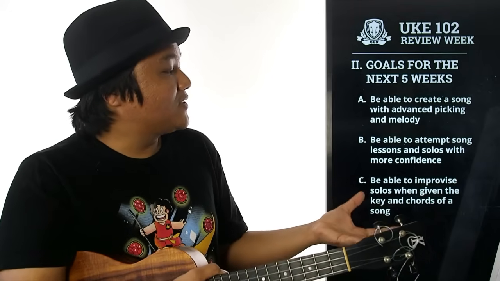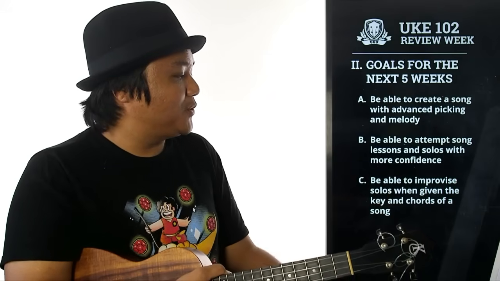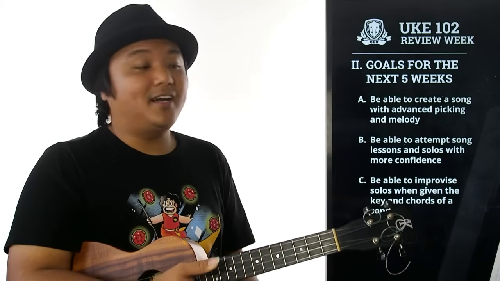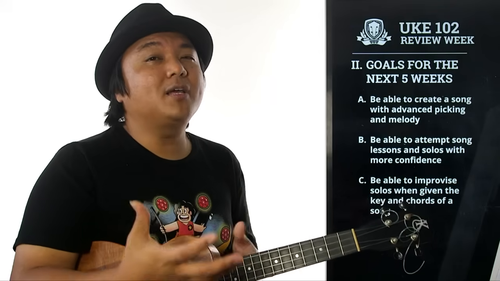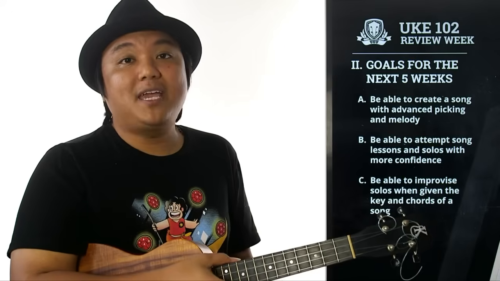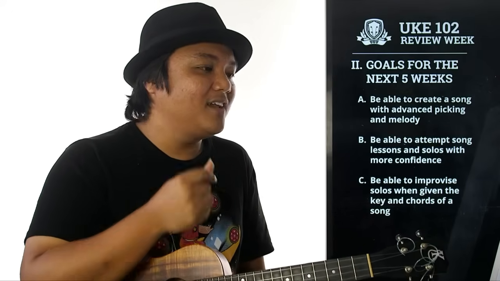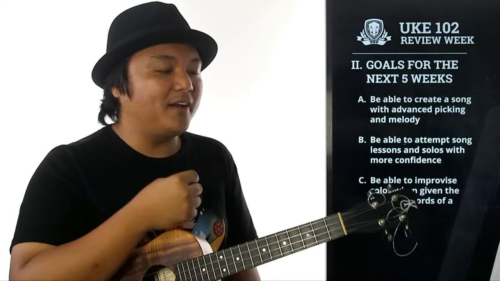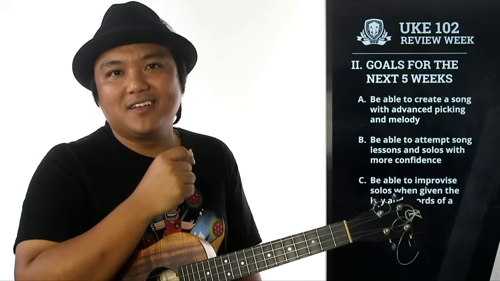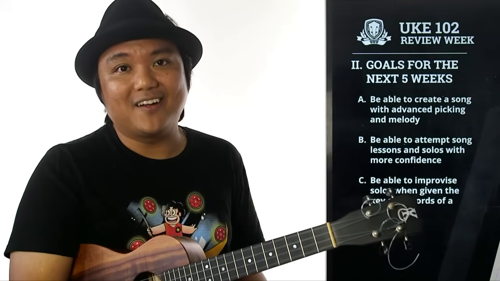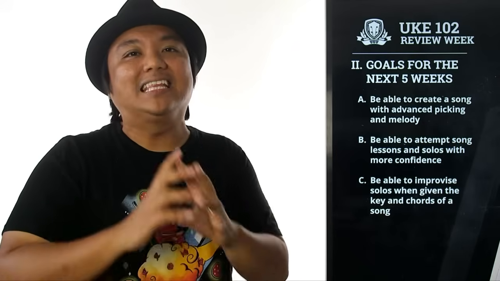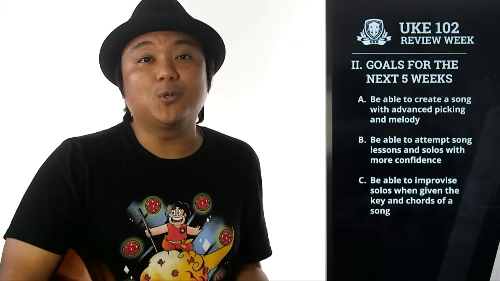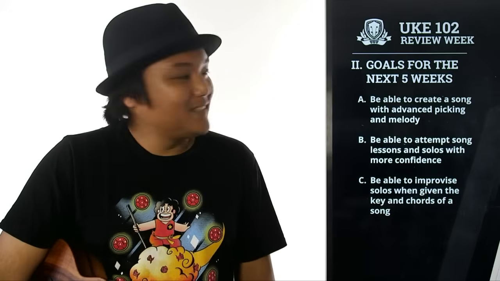Okay. Next goal is to be able to improvise solos when given the key and chords of a song. I showed you folks a little bit of improvising by creating it, but we want to be able to do it confidently enough to do that on the spot. So if I were to say, let's do improv on 251, go. 251 in C, go. And we're able to do just that. All right. So we're going to be doing this for the next 5 weeks. First 5 weeks you learn how to play a song. The next 5 weeks you're going to learn how to enhance those songs and how to come up with solos on the spot. All right. So that pretty much does it.